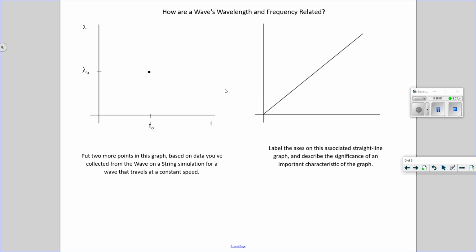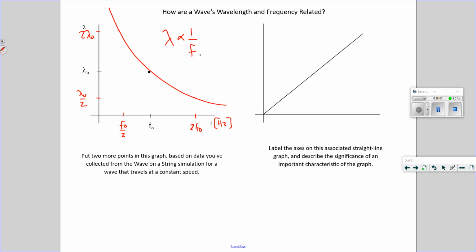So if we were to double the frequency of this oscillation to 2 f naught, what we get is lambda naught over 2. Now this is measured in hertz. And if we were to say, well, what if I had half this frequency, what we get is 2 lambda naught. So this graph looks like this, where lambda is related to 1 over frequency.